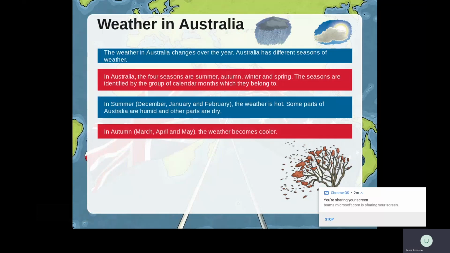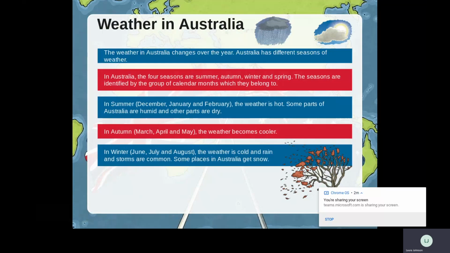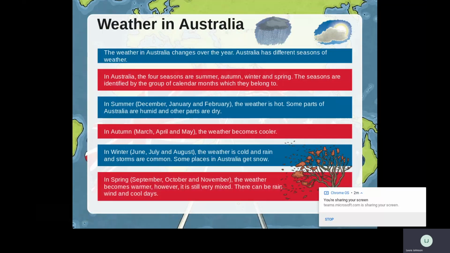In autumn is March, April and May, when the weather becomes cooler. And the winter months are June, July and August. The weather is cold and rain and storms are common. Some places in Australia get snow. In spring, September, October and November, the weather becomes warmer. However, it's still very mixed. There can be rain, wind and cool days.